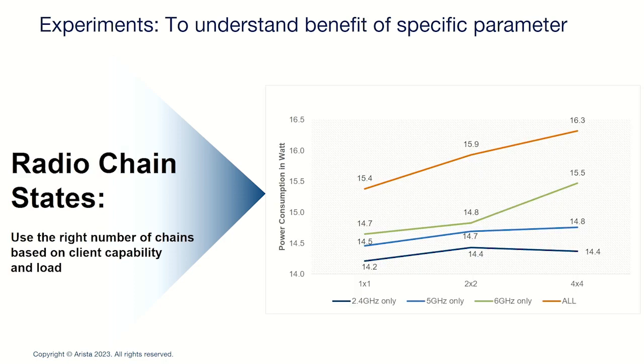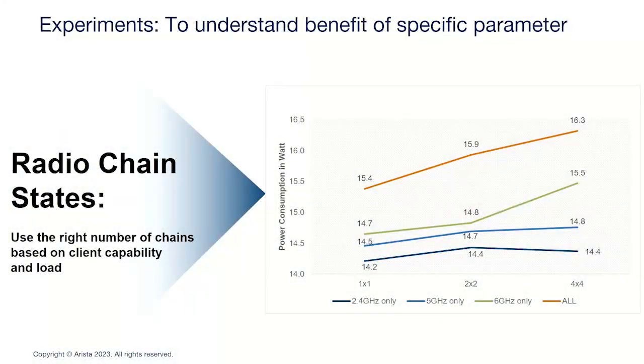Another very interesting experiment was the radio chains. You can clearly see that with the combination of the number of radios and the right number of chains, if you bring the AP down from 4x4 to 2x2, you can save a good amount of power. Bringing it down from 4x4 to 1x1, you can save almost 1 watt of power.